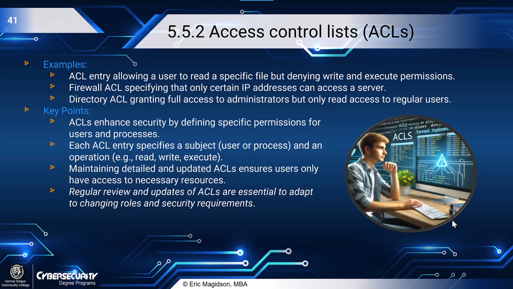So examples of access control lists: allowing a user to read a specific file but denying write and execute permissions. A firewall specifying that only a certain IP address can access a certain server, okay? Certain ports that are open. So if we've got an email server inside our DMZ, we've got to open that DMZ firewall to accept ports required for email. Okay. And maybe it's secure email 443, SMTP 25, whatever the case may be. Okay. ACLs enhance security, obviously. They're the rules, okay, or the tables, I should say, that hold the rules.